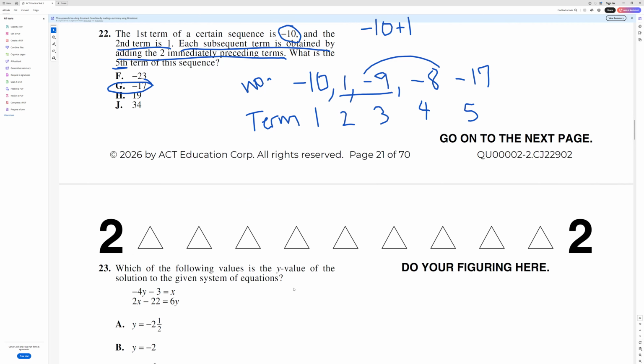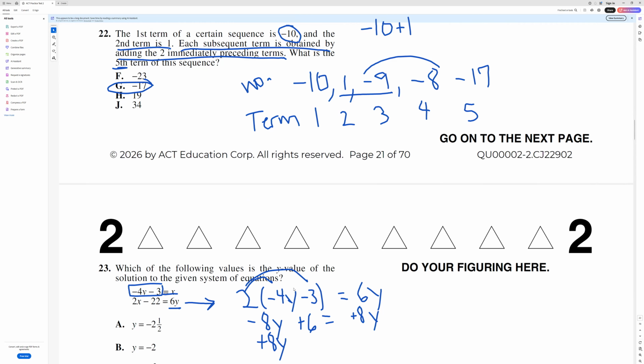Over here, we're looking for the value of y. So we already have 6y here, and let's substitute x for what x is. It says here that this is equal to x. So I'm writing this equation as 2 times x, which is -4y minus 3, equals 6y. So I have -8y distributing, right? Plus 6 equals 6y. I'm going to add 8y here, and I'm going to add 8y there.